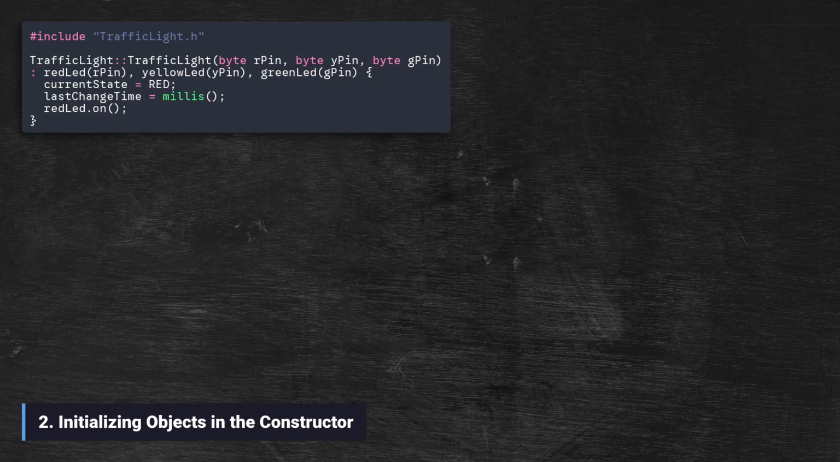In the CPP file, we use the member initializer list to set up our LED object. Because the LED class requires a pin in its constructor, we must pass the R pin, Y pin, and G pin here. We also set the initial state to red and capture the starting time using millis.